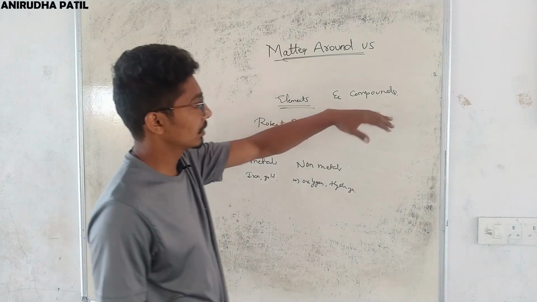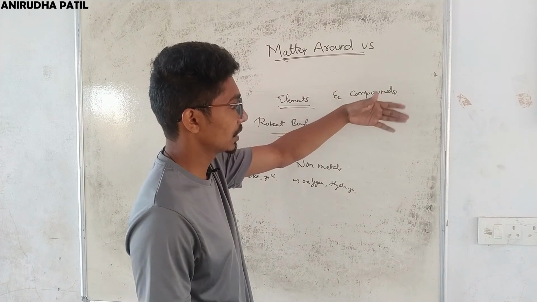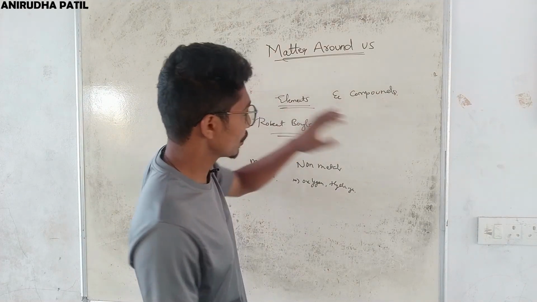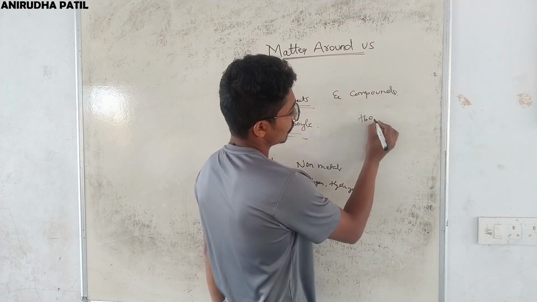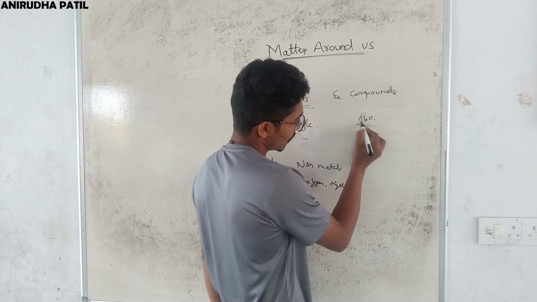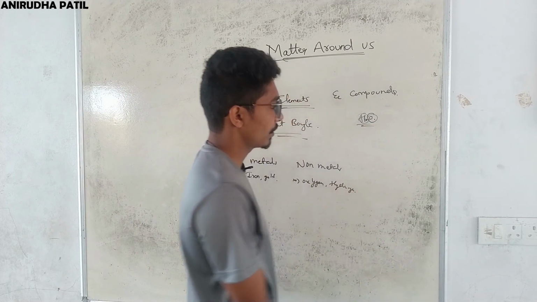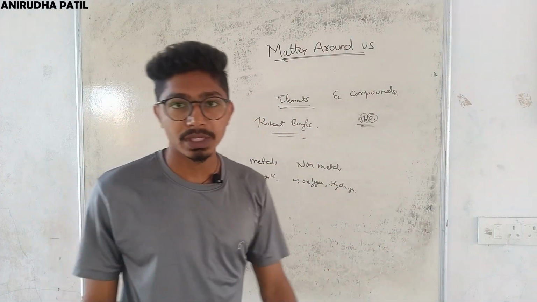Now what are compounds? Compounds are nothing but matter or a substance formed with the composition of two or more elements, known as a compound. For example, water. It is formed by two atoms of hydrogen and one atom of oxygen. That turns out to be a compound.